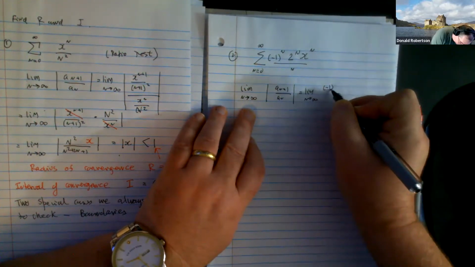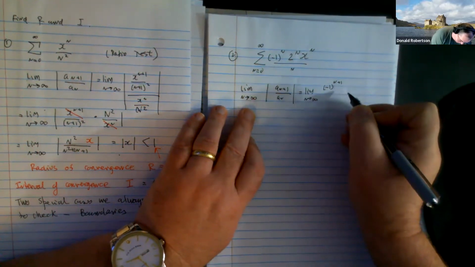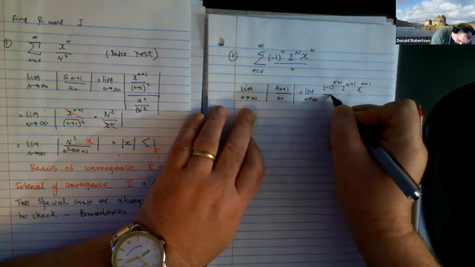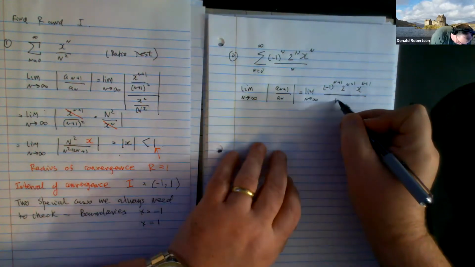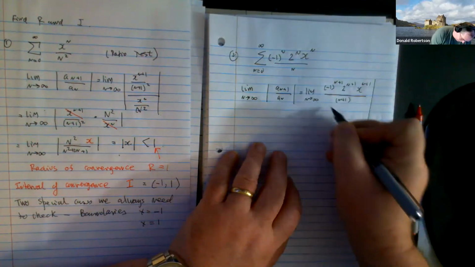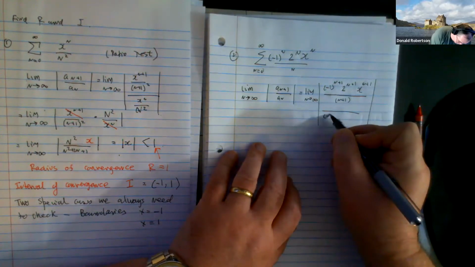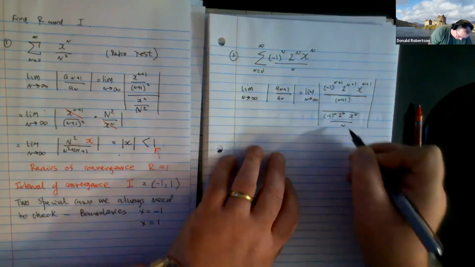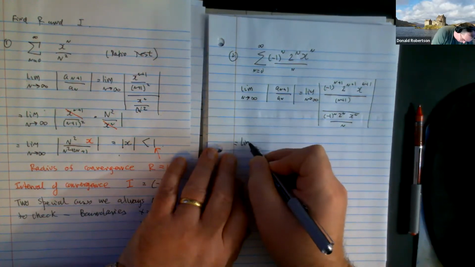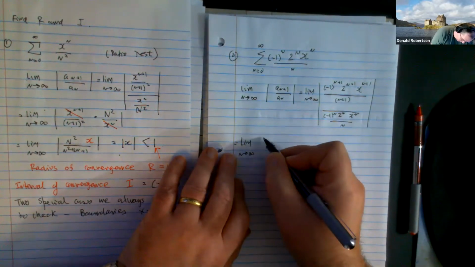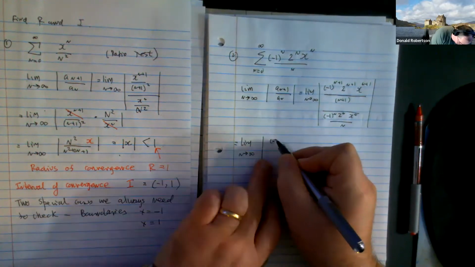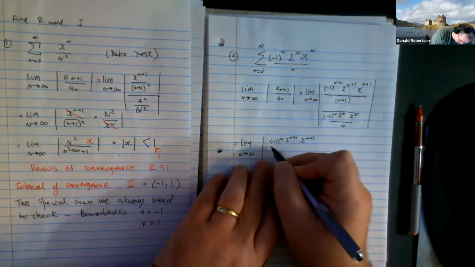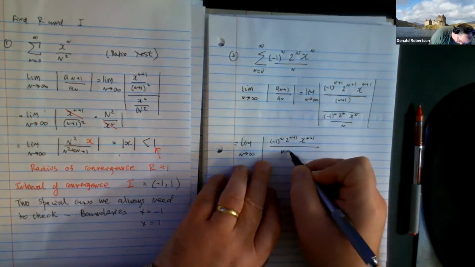So -1 to the n plus 1, 2 to the n plus 1, x to the n plus 1, all over n plus 1. And on the bottom, -1 to the n, 2 to the n, x to the n over n. That is a downright ugly looking thing. So it's going to be this guy, and this guy.